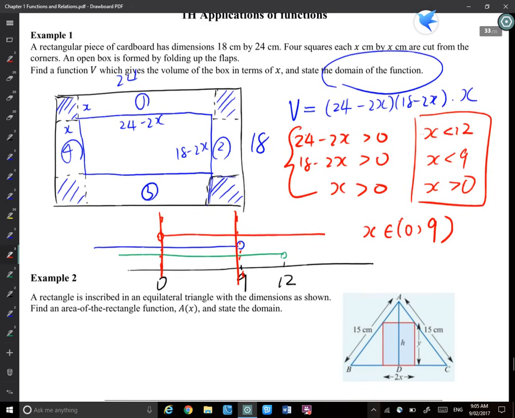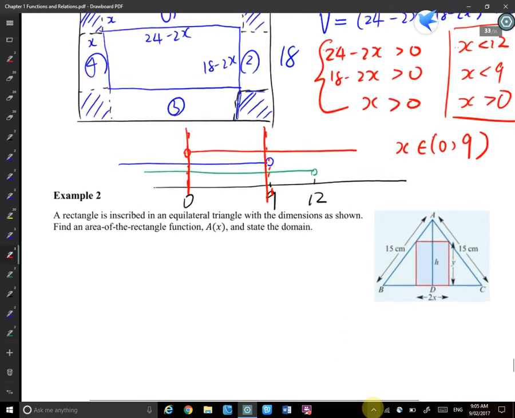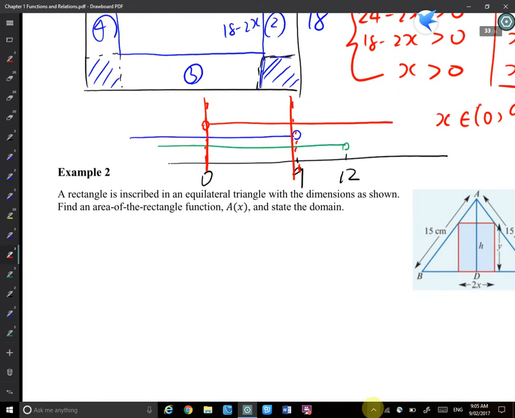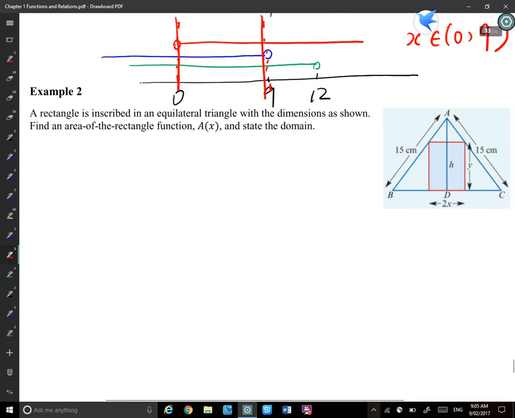That's not a very hard question. Let's think about example 2.